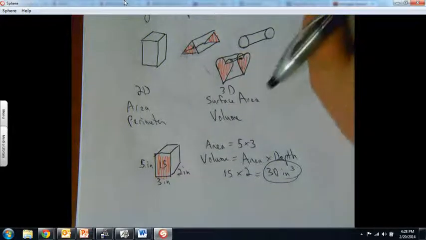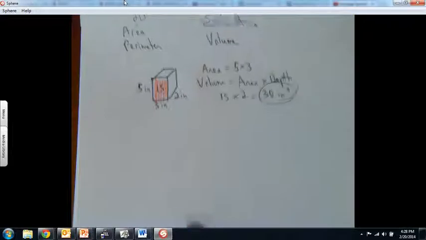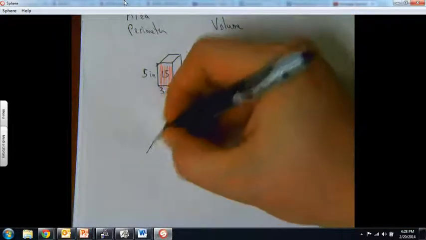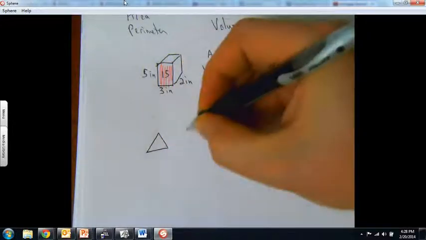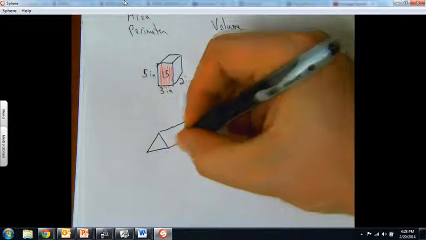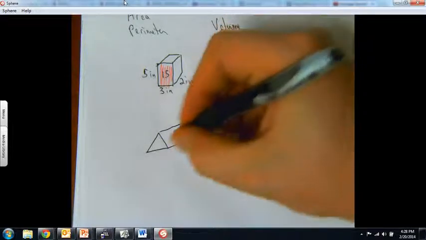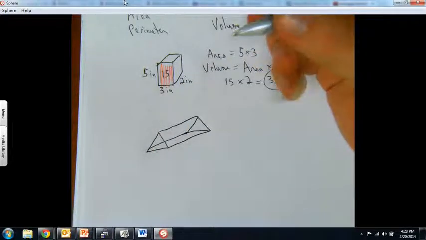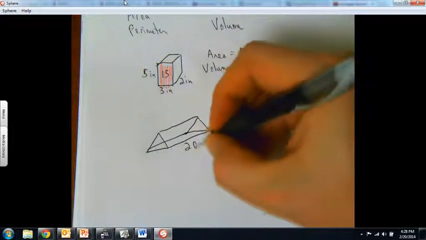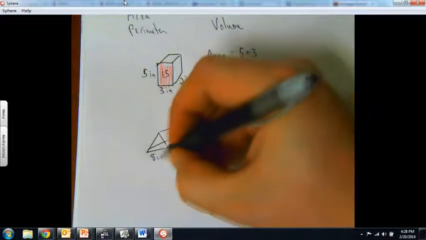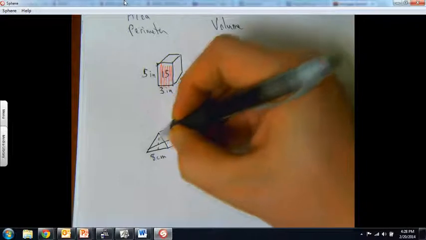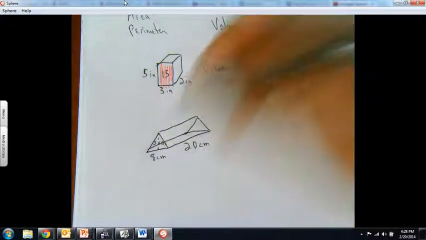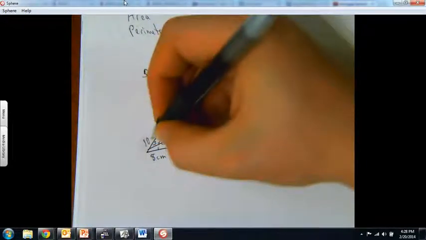Now, let's take that and apply it to some other prisms that might look slightly more difficult, but aren't actually. Let's say I have a triangle stretched into 3D. And let's say on that triangle I have certain measurements. 20 centimeters, 8 centimeters, a height of 5 centimeters, and let's say I have a measurement over here, 10 centimeters.